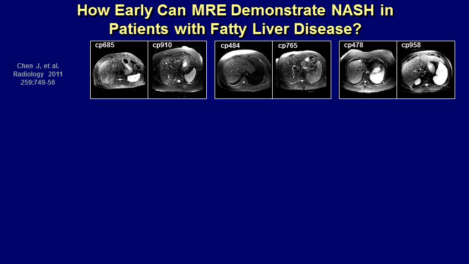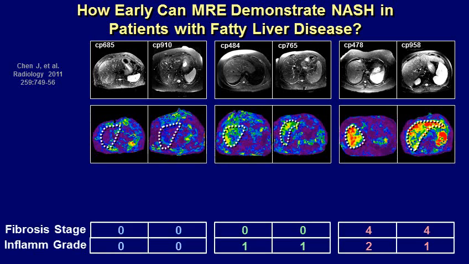How early can we demonstrate the complication of NASH in patients with fatty liver disease? Here's a study that was published in 2011, and I'm showing you here a few examples of patients that were included in that study. At the top here are the anatomic images. And then here are the elastograms, and in the lower part of this slide you can see the biopsy results for fibrosis stage and inflammation grade for each of these patients that's shown.